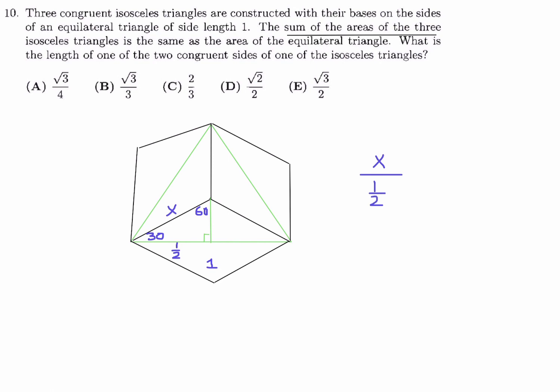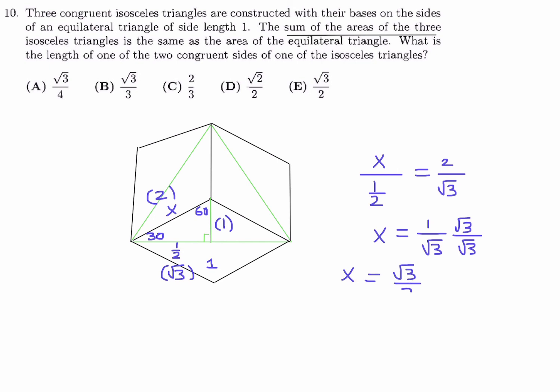So x over a half is the equivalent of 2 over root 3. Because the ratio of the sides of a 30, 60, 90 triangle are always 2, root 3, and 1. Where this is 2, this is root 3, and this is 1, the ratio of the sides. So cross multiply and you get 1 over root 3. And then most likely they're going to want you to rationalize the denominator. And when you do, you get root 3 over 3. So number 10, the answer is B.